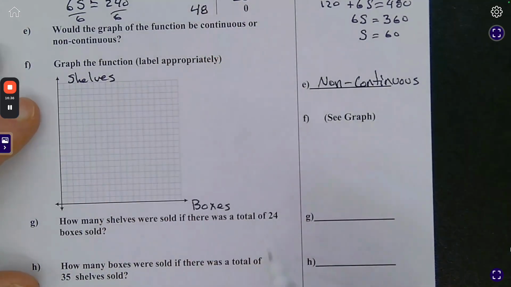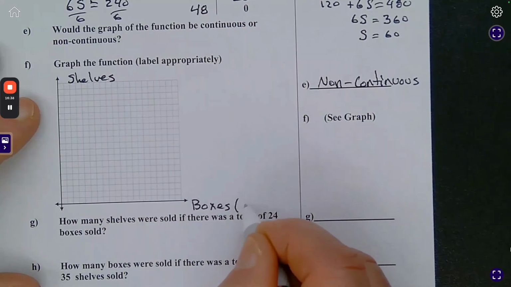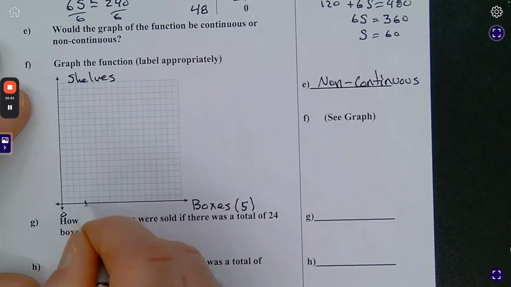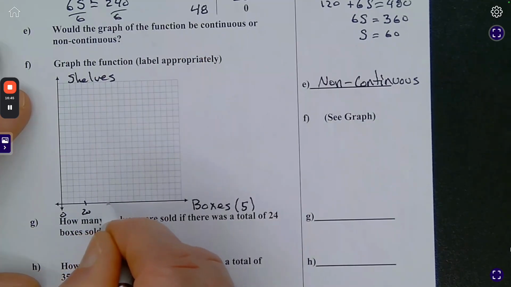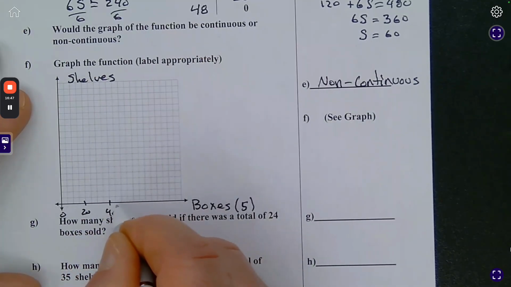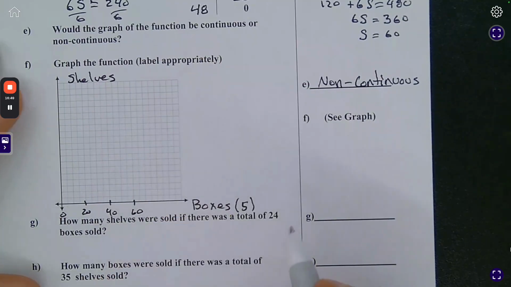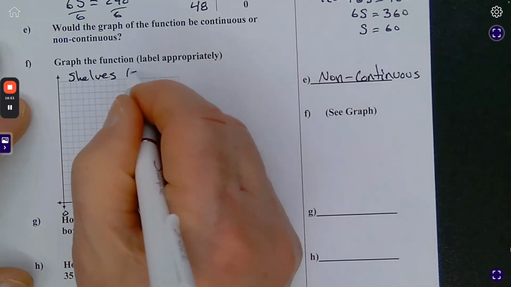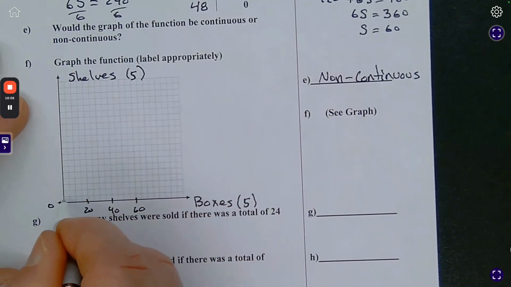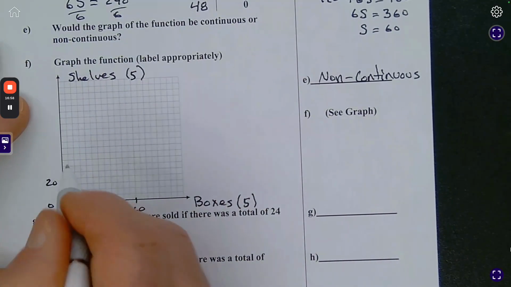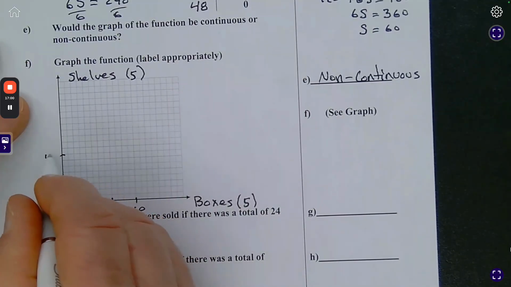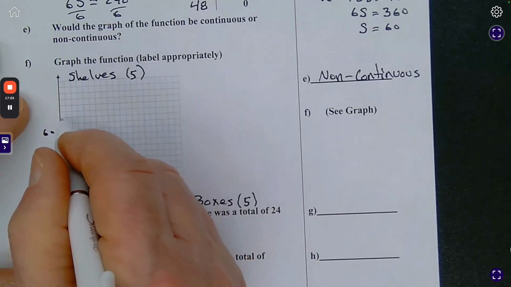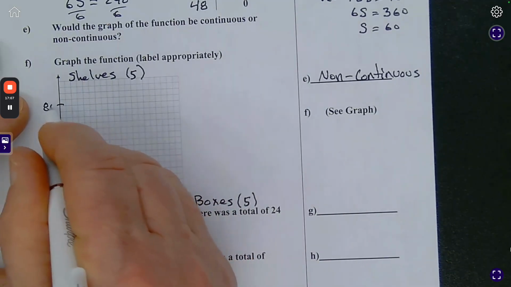With boxes, I've got to go from 0 to 48, so I'm going to do increments of 5: 0, 5, 10, 15, 20, 25, 30, 35, 40, 45, 50, 55, 60. With shelves, I've got to go to 80. I'm going to do increments of 5 there as well: 0, 5, 10, up to 80.